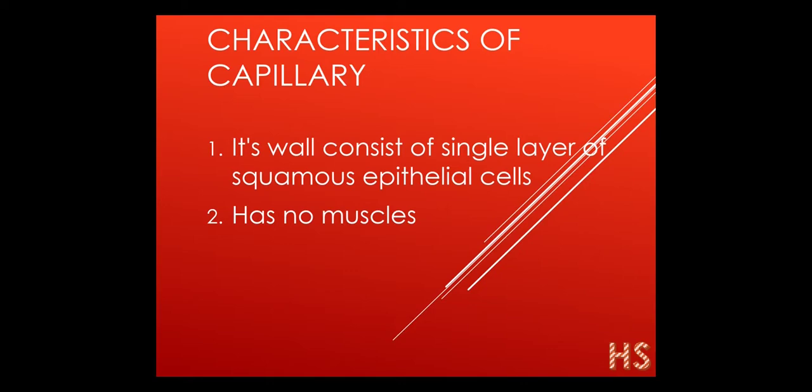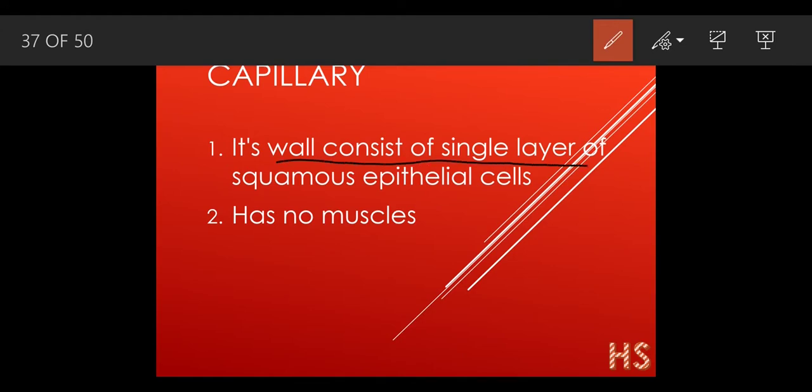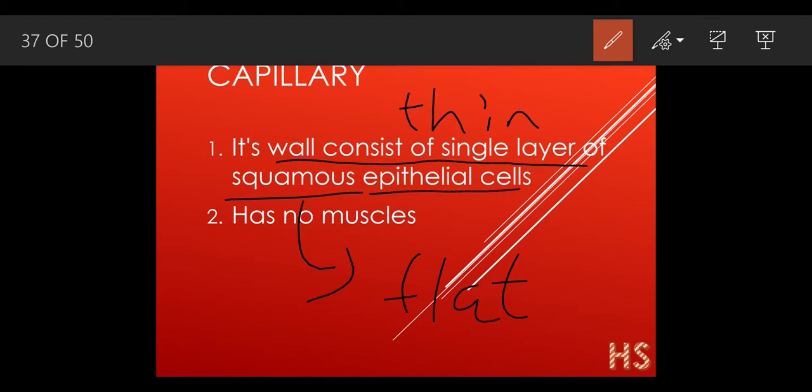Now, characteristics of a capillary. As I already said, the wall is a single layer. Single layer wall means what? The wall is very thin. It is made up of squamous epithelial cells. What is squamous? Last year there was a chapter called tissue, and in that they have the squamous part. Squamous means flat. Epithelial means the upper part of the skin. So it is a single layer, and it is made of squamous epithelial cells.